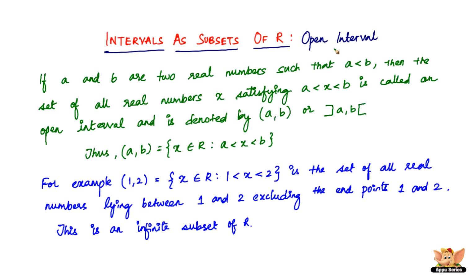Another important point, if you notice, here it says between 1 and 2 excluding the endpoints. In the closed interval it was including the endpoints. In this it is excluding the endpoints. So that's another subtle difference between closed interval and open interval.